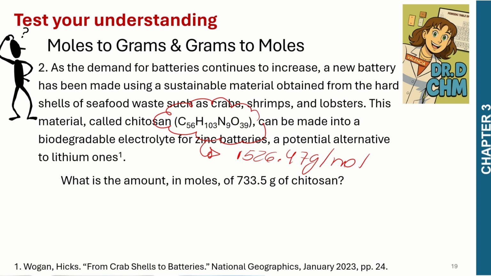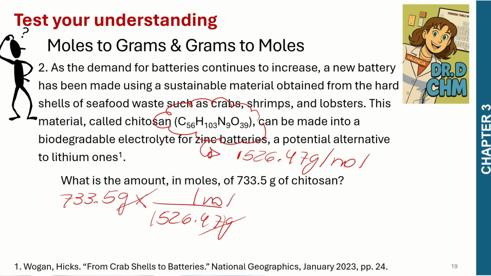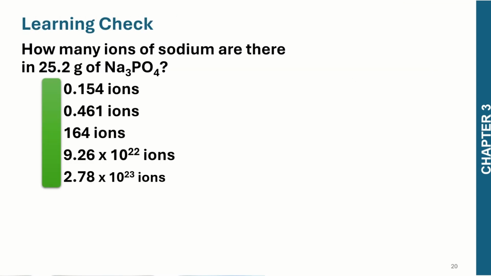And I have 733.5 grams of cytosine, and I know that 1,526.47 grams is 1 mole. So I'm going to find the moles, which is 0.480 moles. So the challenge here was to calculate the molar mass. Okay. Again, one more.